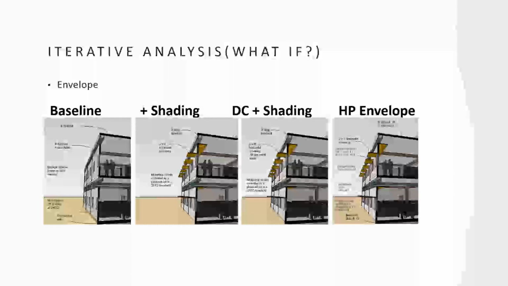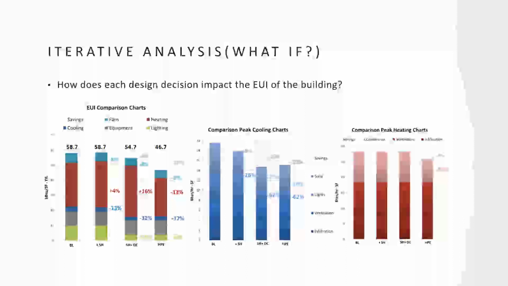That could be something like this, where we have our baseline performance, then we add shading, and then we add degree control with our overhang. So now we're blocking out the sun for a certain portion of the year and allowing it in for another. And then we add our high performance envelope. So what does that mean? Here, 58.7, and then we end up with 46.7. But to get here, adding our shading reduced our cooling by 13%, but we increased our heating by 4%. But we've also decreased our ventilation, our fans, by 8% because we were blocking out the sun.